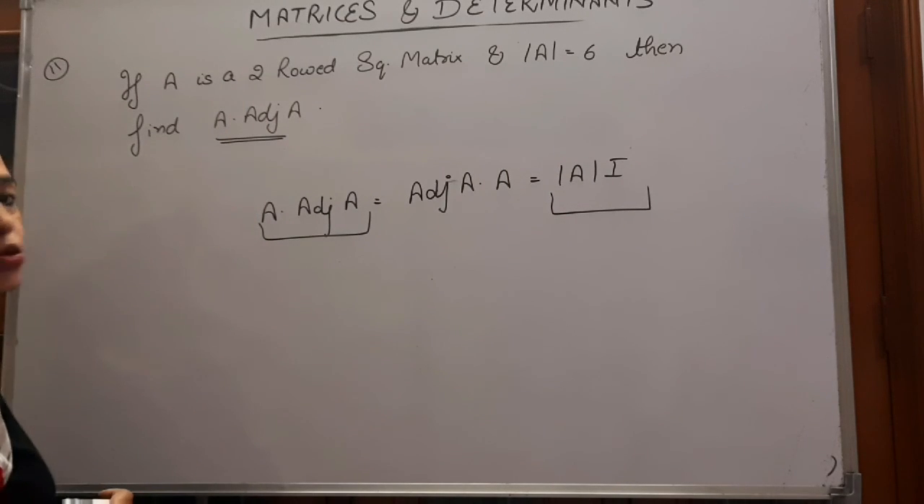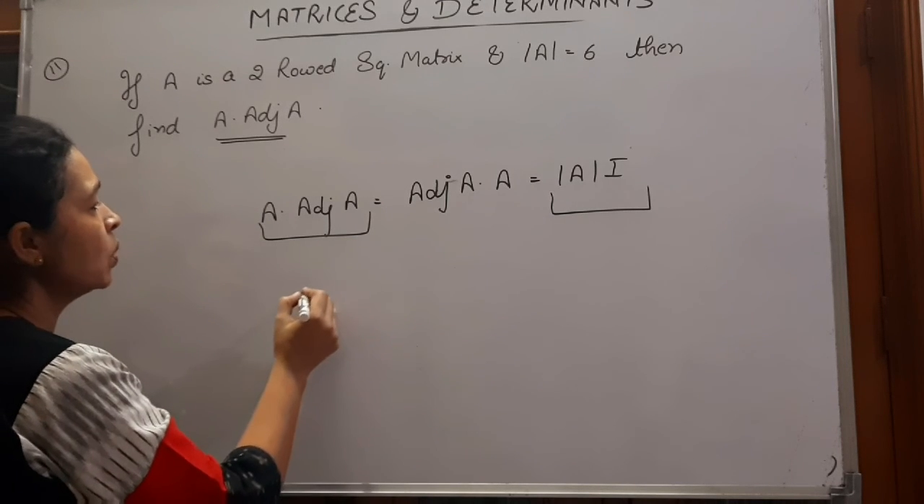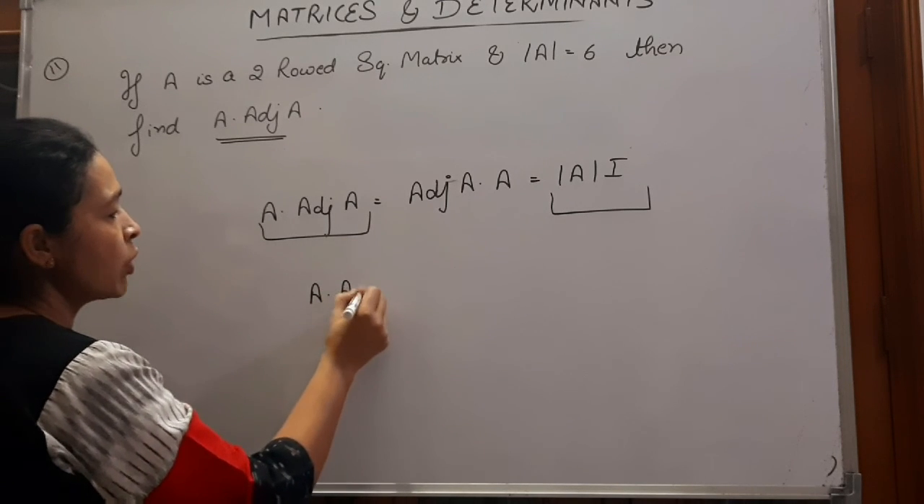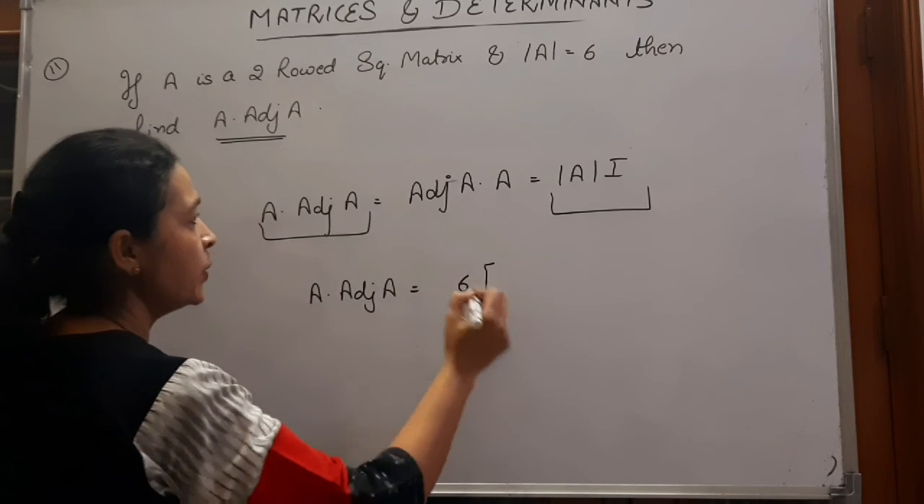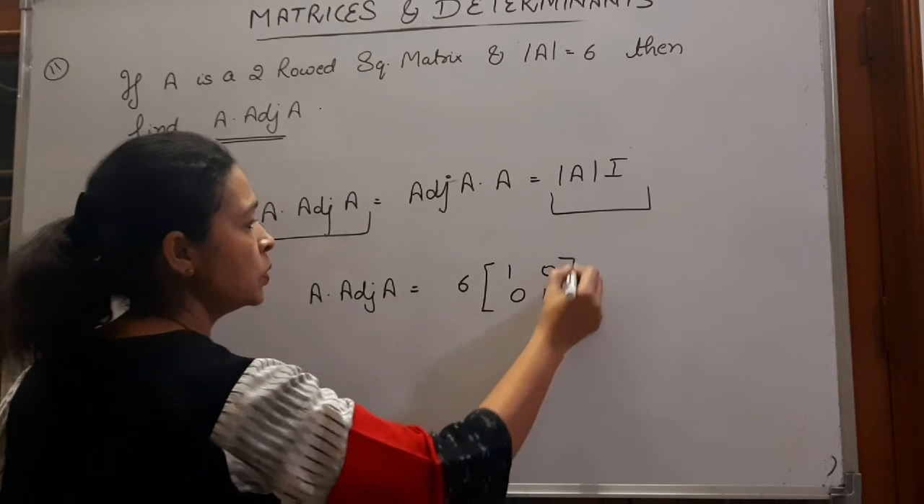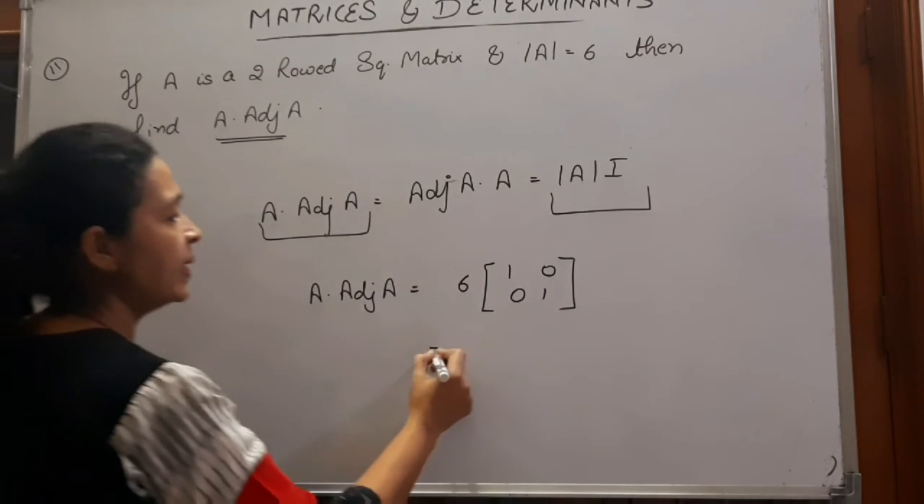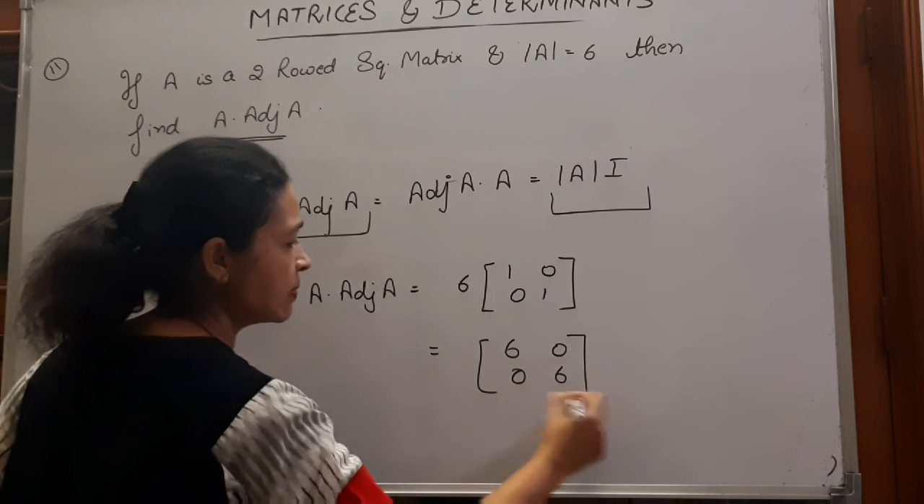Order of A is 2 by 2. So I must be a square matrix of order 2. A into adjoint A will be determinant of A, 6, into I, identity matrix of order 2. Take 6 inside. We will have [6, 0; 0, 6]. This is our answer.